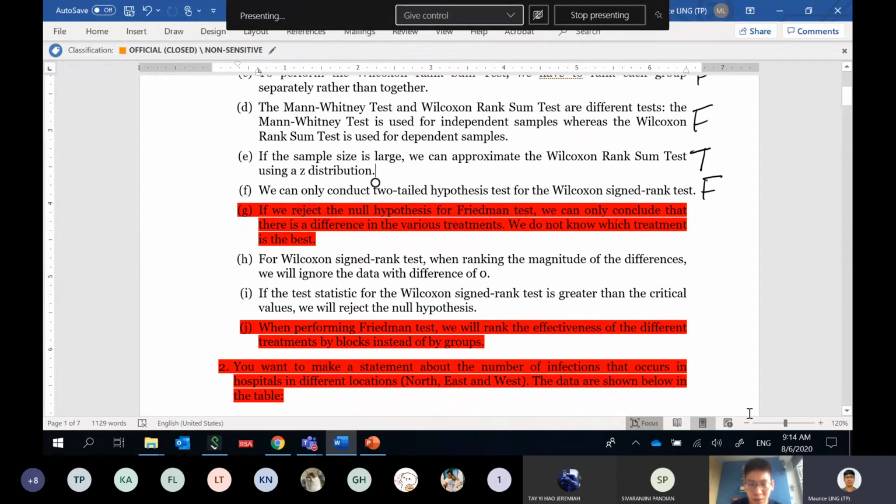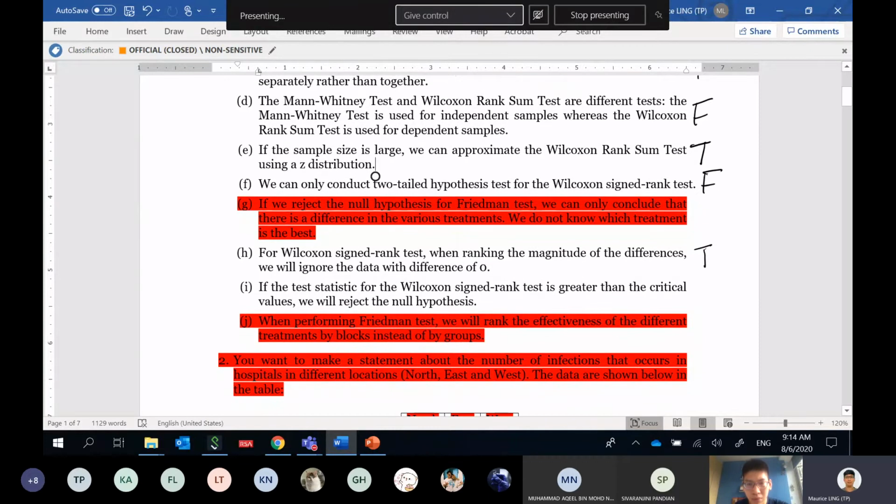Okay, H says that for the Wilcoxon signed rank test, when ranking the magnitude of the differences, we ignore the data with difference of 0. Is that true, Akil? Yes, true. Correct. If the test statistic for the Wilcoxon signed rank test is greater than the critical value, we reject the null hypothesis.